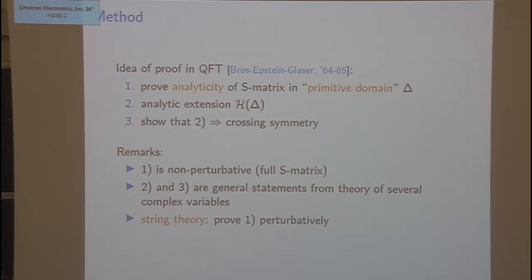And interestingly, points 2 and 3 are very general statements from the theory of several complex variables. So this will be useful for us because in string theory we can prove 1 perturbatively, and because we know that points 2 and 3 hold for any function sharing the same properties, we can just directly use the results these people derived and find crossing symmetry from the analyticity.